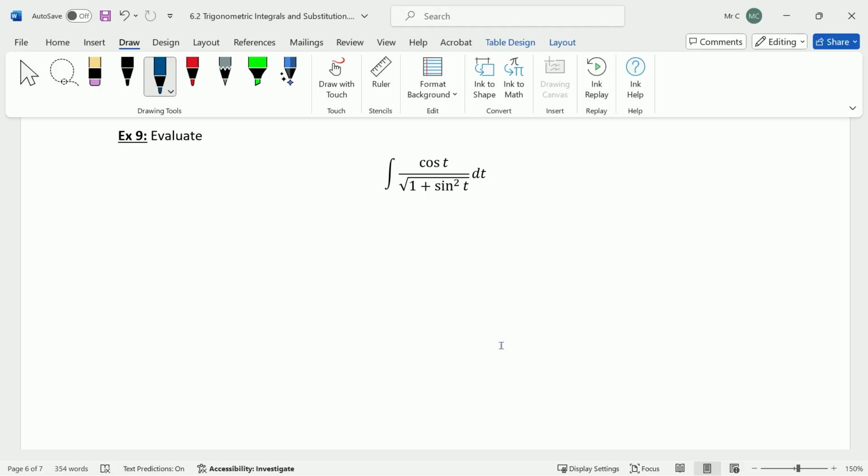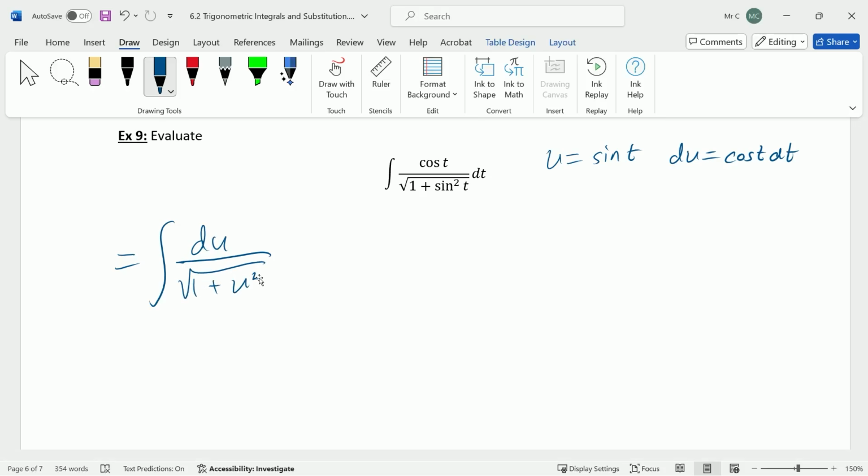Now this one's tricky because it looks a lot like we need to do a trig substitution, but there's already trig functions here. And there's nothing I can do about the square root of 1 plus sine squared of t. If it was 1 minus sine squared of t, that'd be great. But there's nothing I can do about it in the current form. So what I'm going to do is first do a u substitution. u equals sine of t, then du equals cosine of t dt. And that gives me the integral of du over the square root of 1 plus u squared. And now I can do a trig substitution on this.